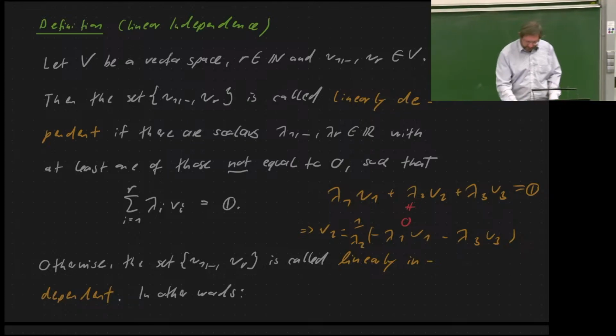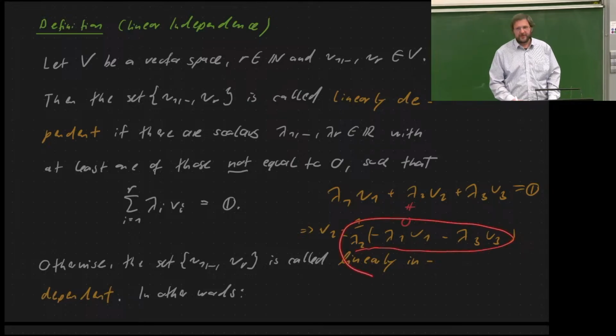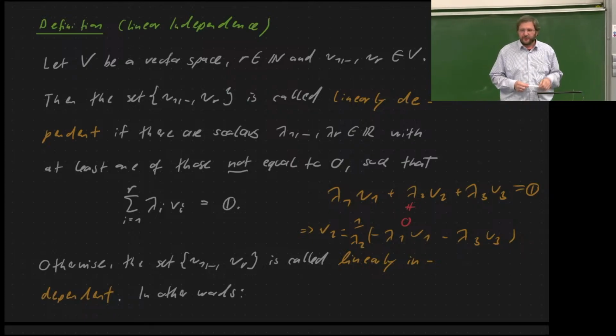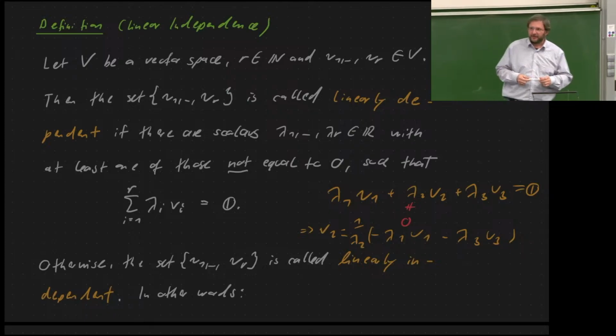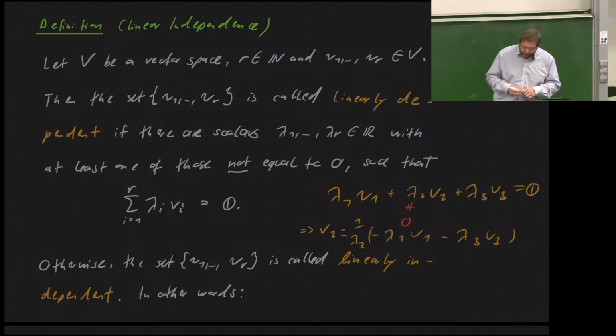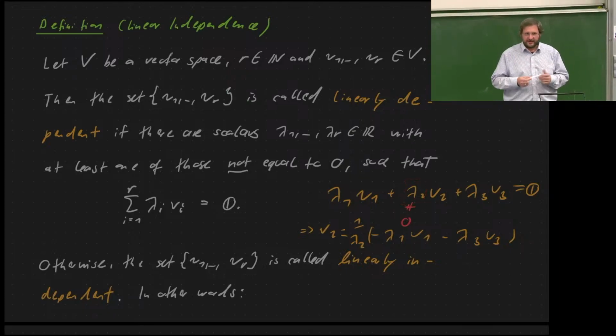And that means we can express v2 as a linear combination of v1 and v3. So we can just throw away v2, the span is the same. Right? v1 and v3 can do everything that v2 can. But of course, that only works if we know which of those lambdas is not 0. It might not work for all the vectors, right?